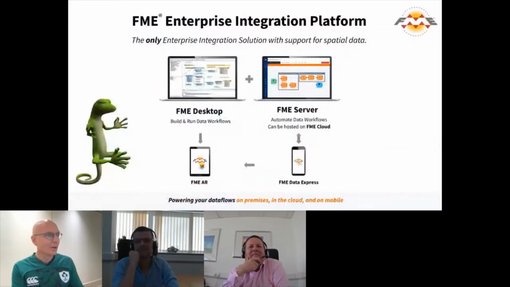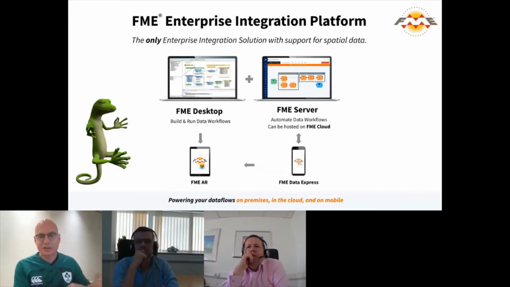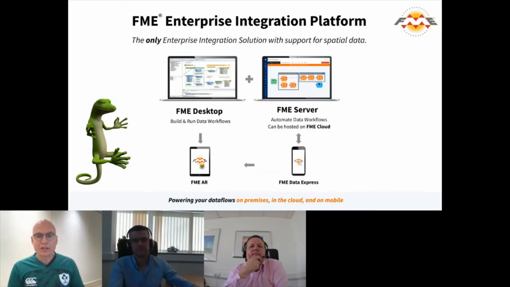What do we sell? Well, you might say we sell the FME Enterprise Integration Platform. Garrett had that. And we say it's the only enterprise integration solution with support for spatial data. Others might say they have support for spatial data. We'll say, well, this is our slide. We get to define spatial data. And for us, spatial data is not just points and lines. It's raster, it's LiDAR, it's BIM, it's 3D, it's all those things. And there's no other platform that supports those.